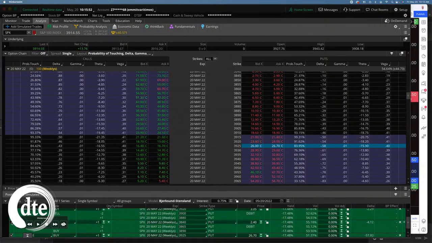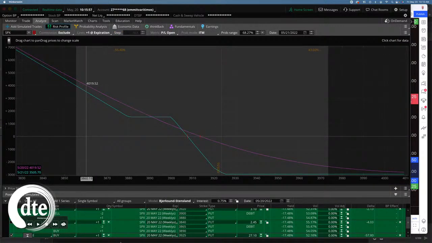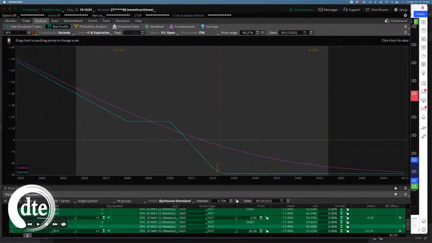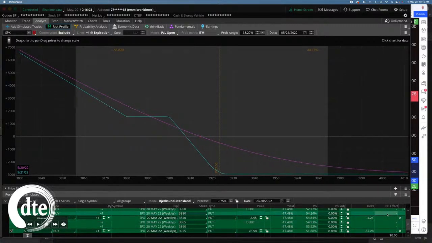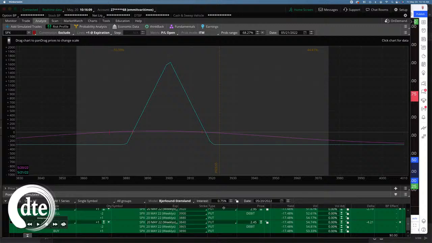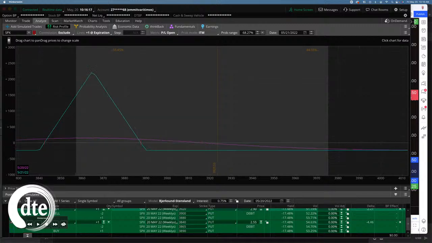And the reason why it's good to know is that we can profit anywhere in between the long strike and the short strike. So there's about a 70% chance that we would get to here.